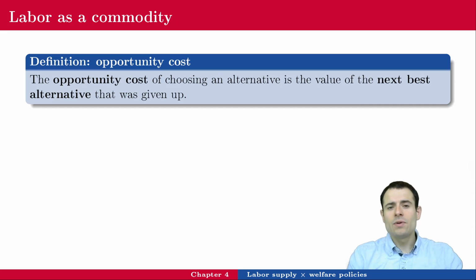Now, let me talk about labor as a commodity. In order to analyze labor supply, we are going to define labor as another good, a service that agents can sell to firms. So their time is a service that they can sell to firms in exchange for a wage.